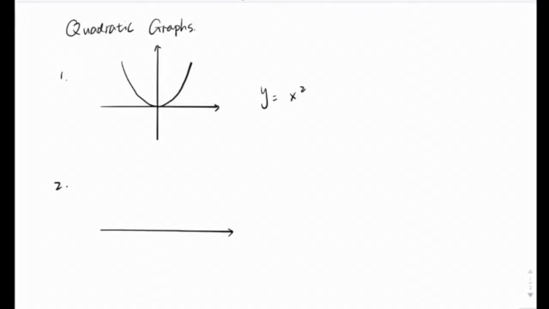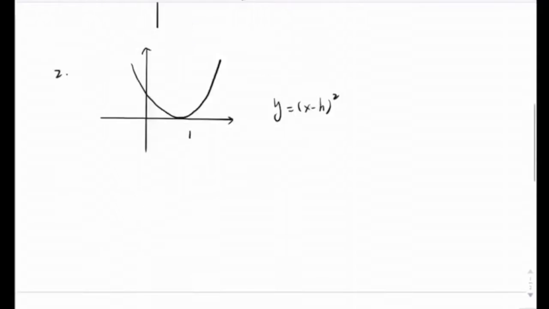Here are the quadratic graphs. The first one is the basic quadratic graph. In the second graph, if h is less than 0, the shift is to the right by negative h. In the third graph, if a is less than 0, then the graph is inverted. In the last graph, if k is less than 0, the graph is shifted down by negative k.